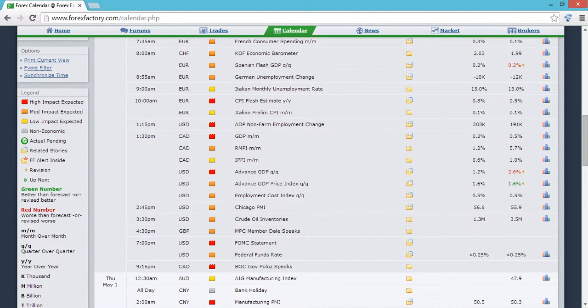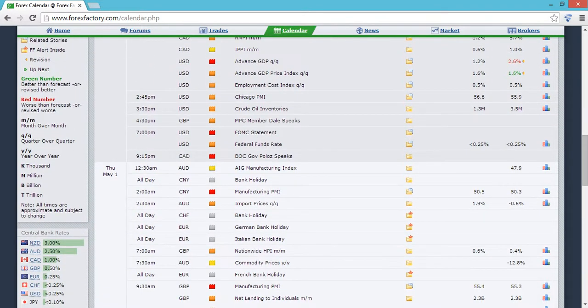At 1:30 PM out of Canada, we have Canadian GDP month on month. Forex Factory says expected a slightly weaker number there. We also have from the US the advanced GDP quarter on quarter numbers. Previous was 2.6. I think that's revised down actually. Yeah, revised from 3.2. And the forecast is 1.2. So we expect a much weaker number there from the US, which is quite interesting to note, I think.